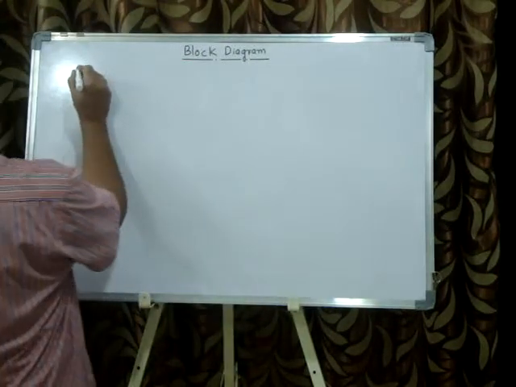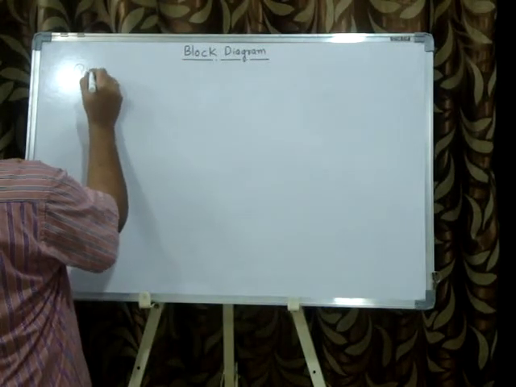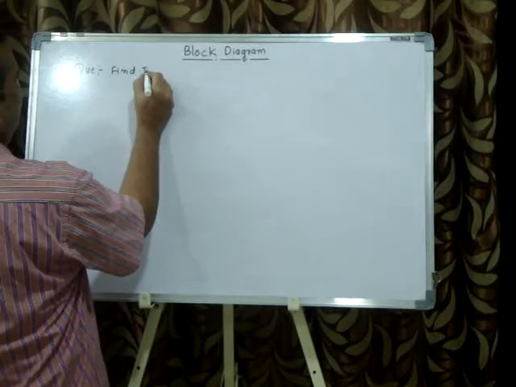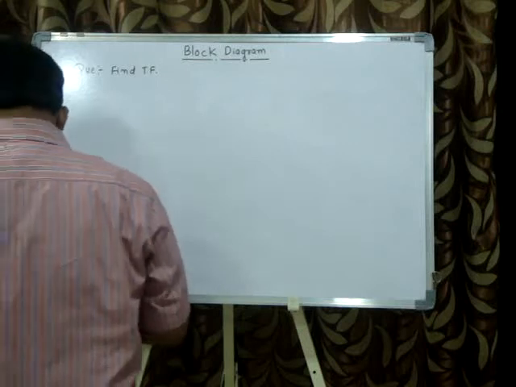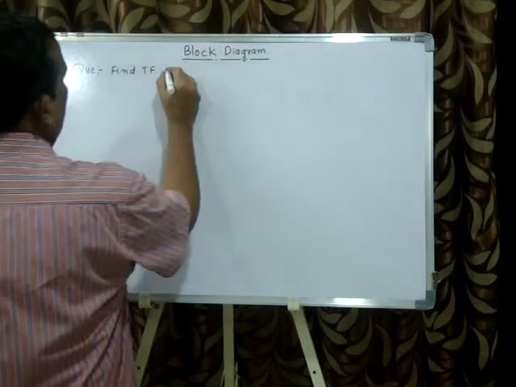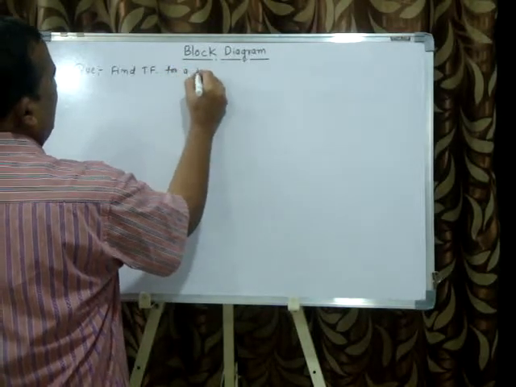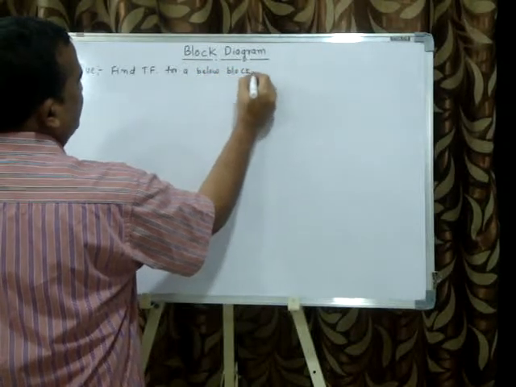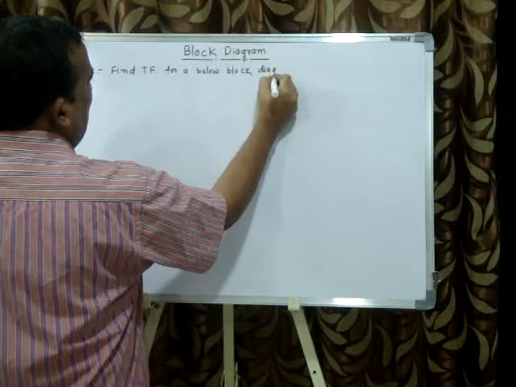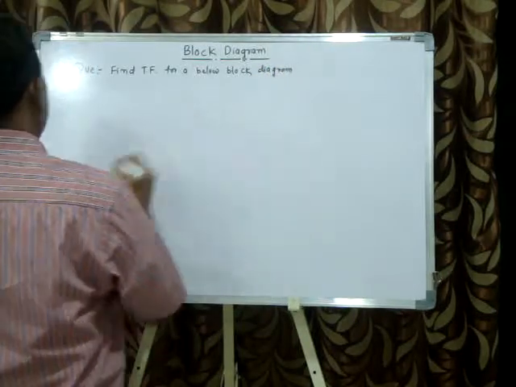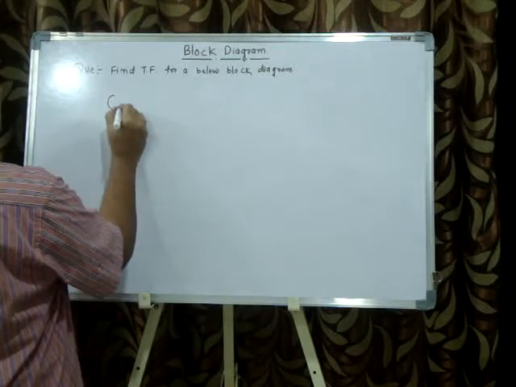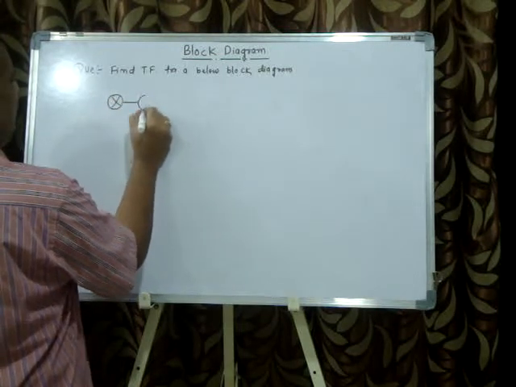The question is: find the transfer function TF for the below block diagram. The block diagram he has given.